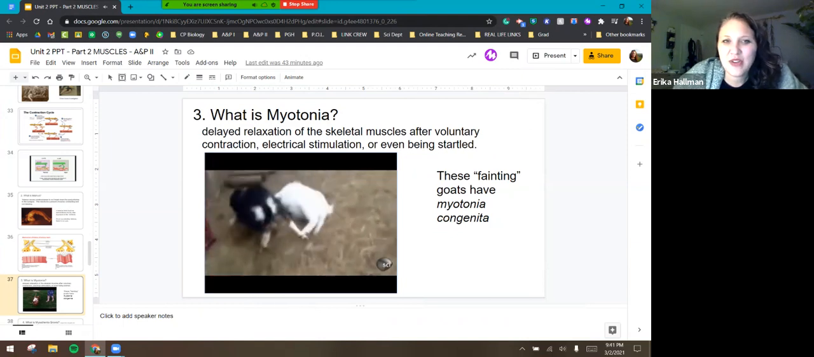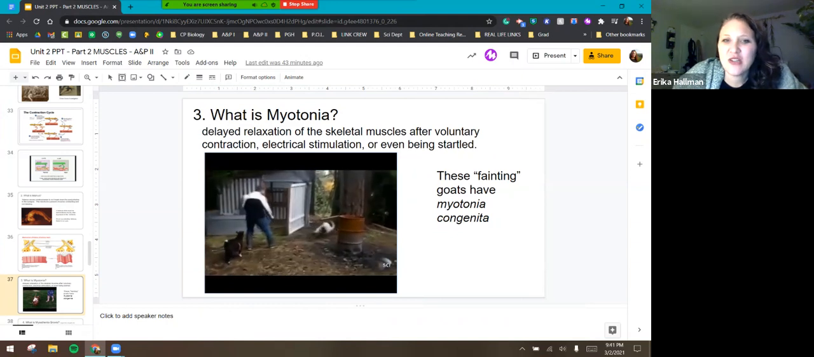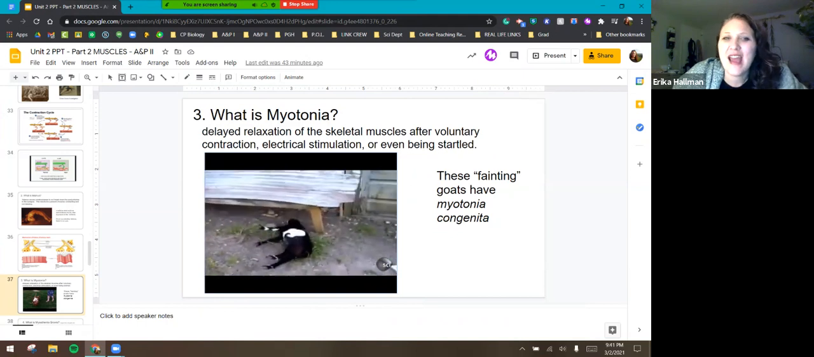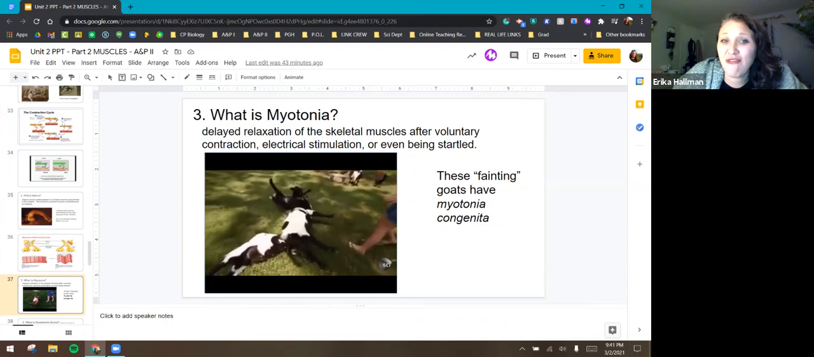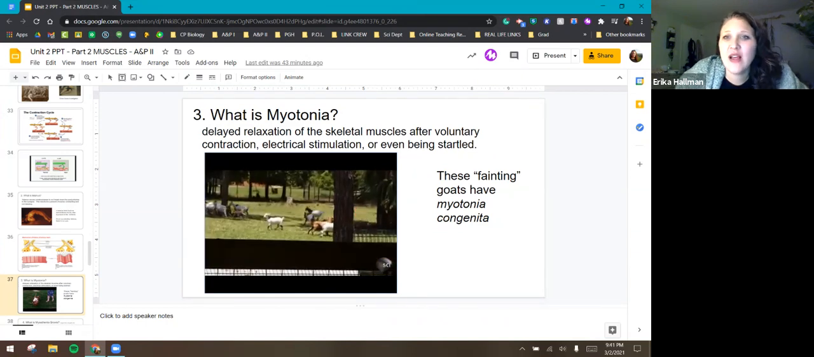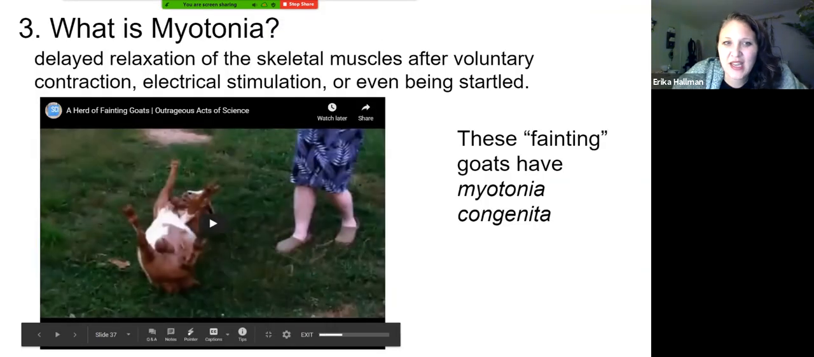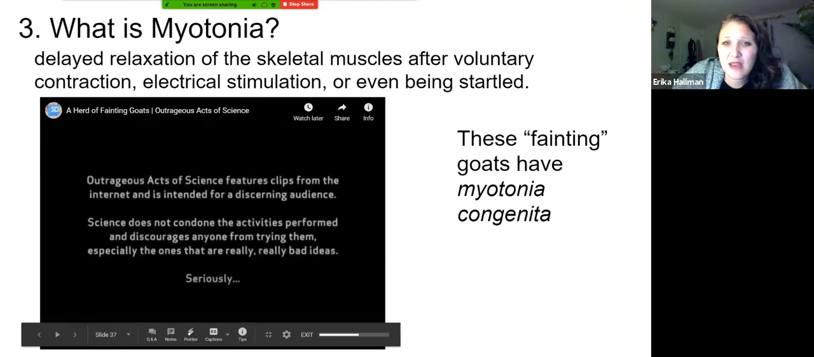The condition that we're talking about now is called myotonia. So this is a condition where when an animal is startled, they actually involuntarily contract all their muscles and they fall over. So you can see in the video, they are literally fainting. So this is a genetic condition, actually, seen in goats, and it can also be rarely found in humans.